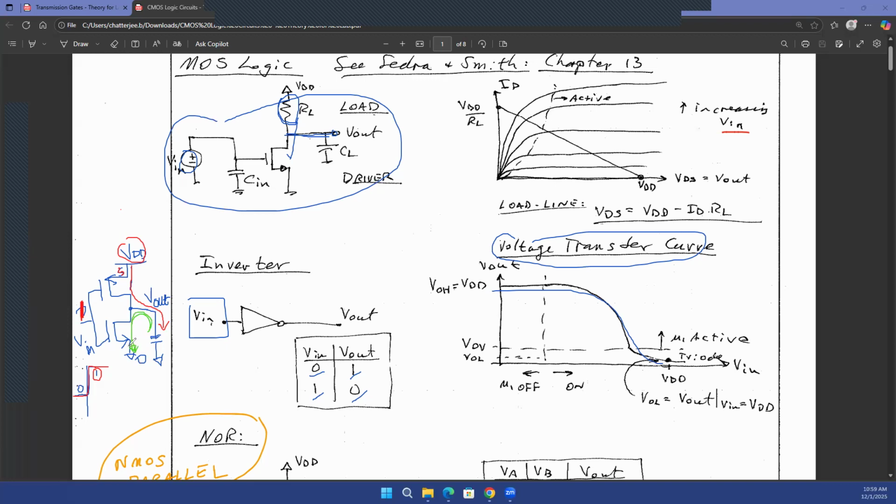And if the capacitor discharges, what is meant by discharging? That the charge stored in the capacitor will go to ground, which means the voltage of the capacitor will become 0. And which means that if your input is a digital 1, the output will become a digital 0. And that is why we are calling this an inverter.